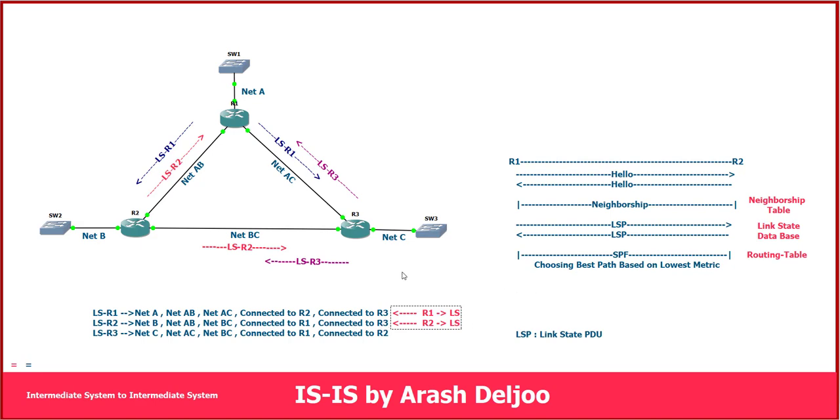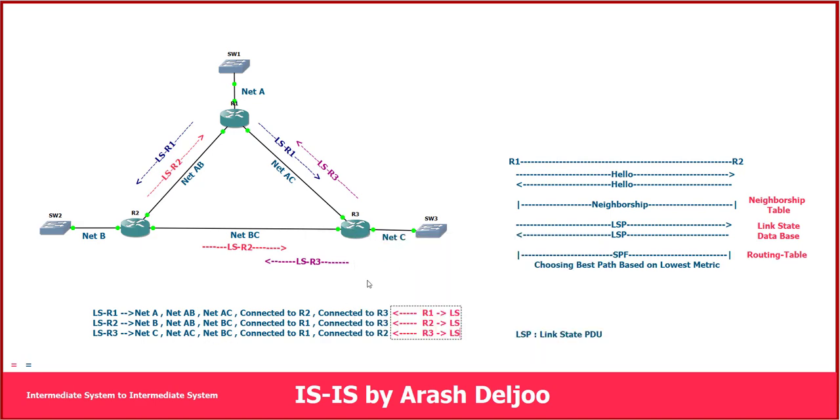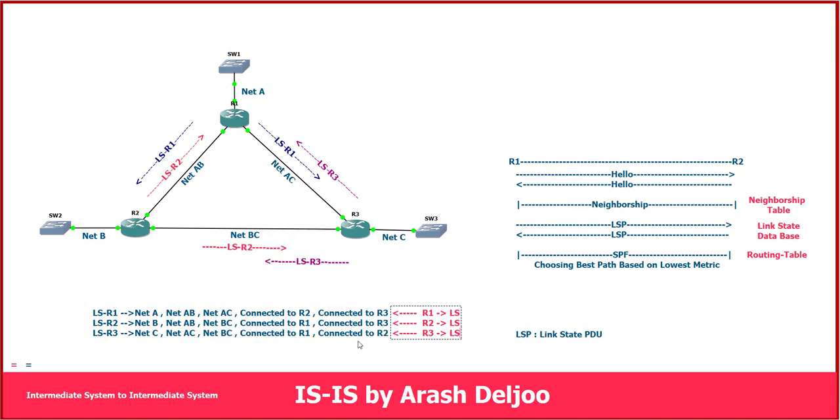This is the link state of router 2. Also, as you can see here, we have another link state, the link state of router 3. Router 3 says that I connected to net C, I connected to net AC, and also to net BC. Also, I connected to router 1 and finally to router 2. This is the link state of router 3.